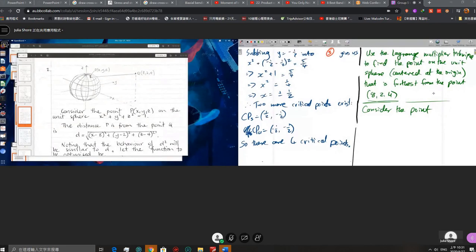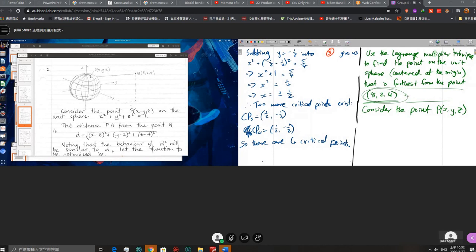So we consider the point P, X, Y, Z. Okay, well, first I just want to talk about this question a little bit. So we've got the unit sphere, and we want to find the point which is furthest from this point. So this obviously isn't on the unit sphere. The numbers are way too big. Like the numbers would have to be much smaller for it to be on the unit sphere, so it's not.